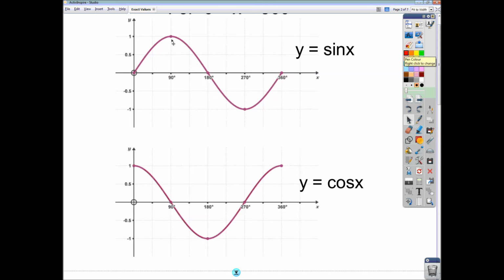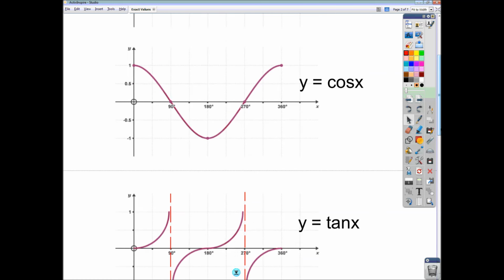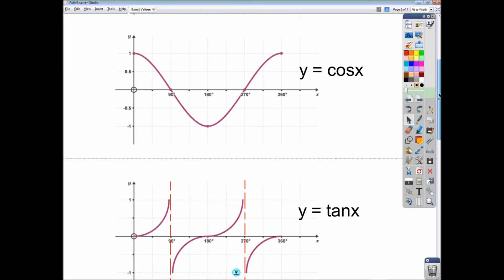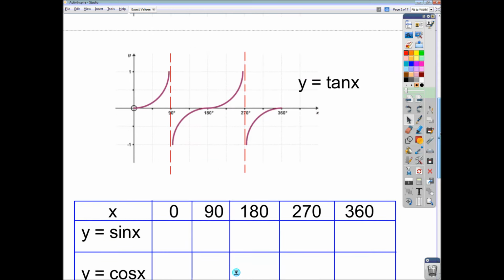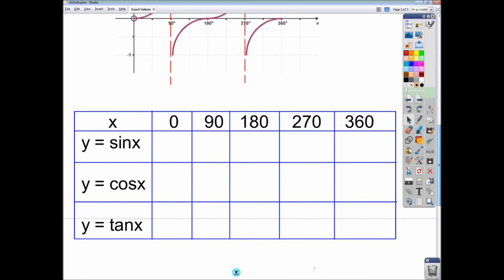Now, you need to just know how it behaves and also to note how it behaves at particular values of x. So you should know, for example, that sine 90 is 1, sine 180 is 0, cos 270 is negative 1, sine 360 is 0. And similarly for cos, cos 0 is 1, cos 90 is 0, cos 180 is negative 1, and so on.